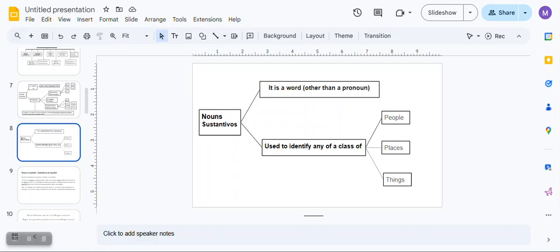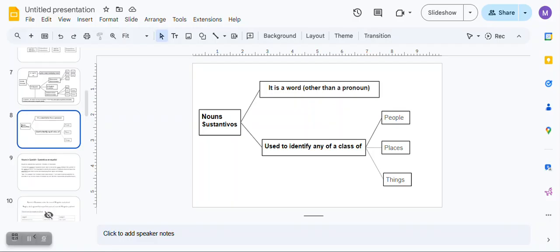Nouns are used to identify any class of people, places, or things. But it's important that you include in your definition that a noun is a word other than a pronoun, because pronouns refer to people. They are not in the category of a noun. So this is very important to know in both languages. Remember, a noun is used to identify any class of people, place, or thing, and it is a word other than a pronoun.